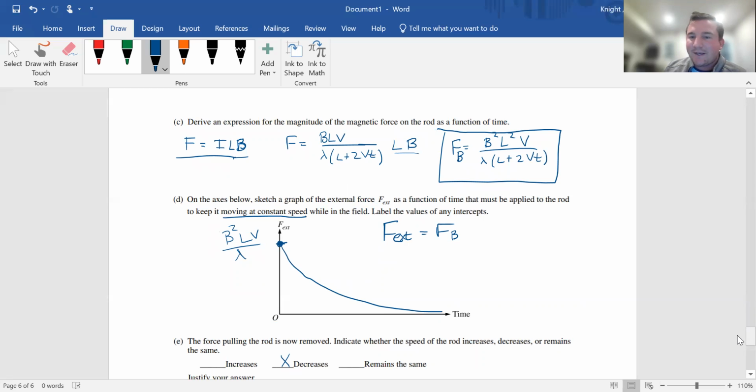So if we put time is 0, right, because it says to label the values of the intercepts. So we do have an intercept here at time equals 0. When time equals 0, this goes in as a 0. This goes away, leaves us with lambda times L. There's already an L on top, so the L cancels with L squared, and we end up with B squared L V over lambda as the starting external force. And then as T increases, this is going to go towards 0, right? Because T is going to get bigger and bigger and bigger. It won't ever reach 0. It's an asymptote. So we come down to an asymptote at 0 for the external force. And there is our graph.